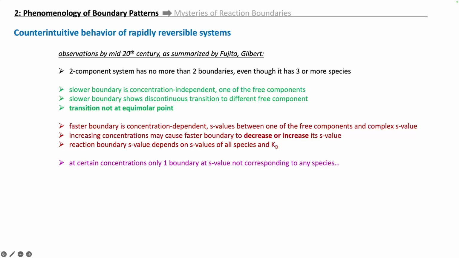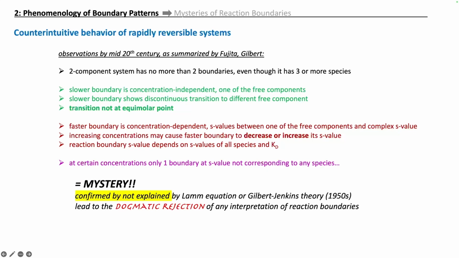Finally, at certain concentrations there is only a single boundary at an S value not corresponding to any of the species in solution. This has completely baffled scientists working in this field. It was confirmed theoretically using numerical Lamm equation solutions or Gilbert-Jenkins theory in the 1950s. However, since Lamm equations describe but don't explain, the mystery remained and led to complete rejection of the possibility to interpret reaction boundaries in any way.